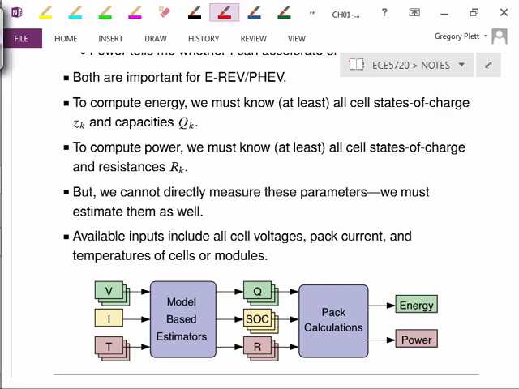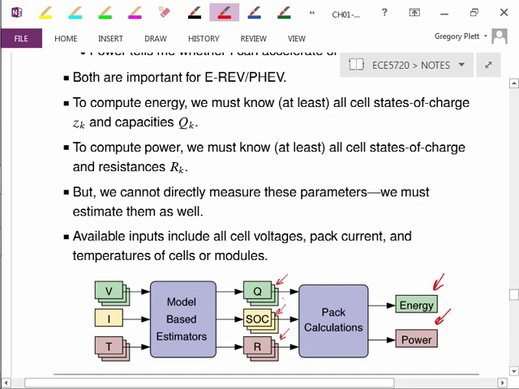So in this figure down below, we say, these are what I want. I want energy. I want power. Can't measure them. Got to estimate them. Well, I've got some calculations that we'll go over in this course on how to do that. I need to know the cell capacities Q, the cell states of charge, the cell resistances. If I know all of those things, I can compute energy and power just as I wish.